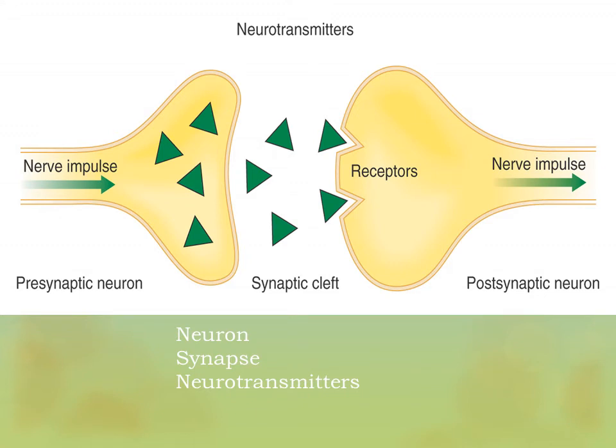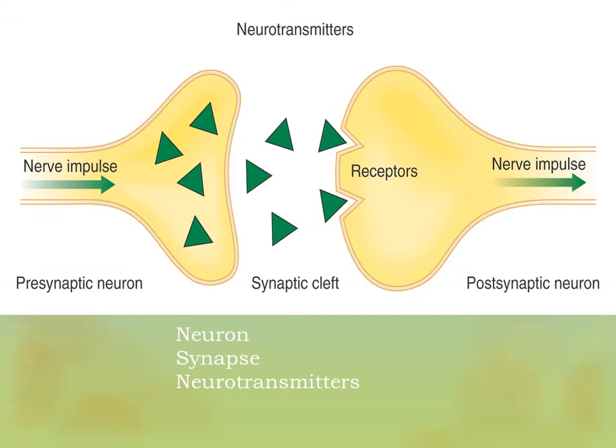Now, I've mentioned neurotransmitters a couple of times, and so I think at this point, hopefully you're going, well, what is a neurotransmitter? And again, why do I care? Well, neurotransmitters are the chemicals that allow impulses to cross this synaptic cleft. So you can see that we have a presynaptic neuron, and that means that this is the nerve cell that the impulse starts with, or is coming down.